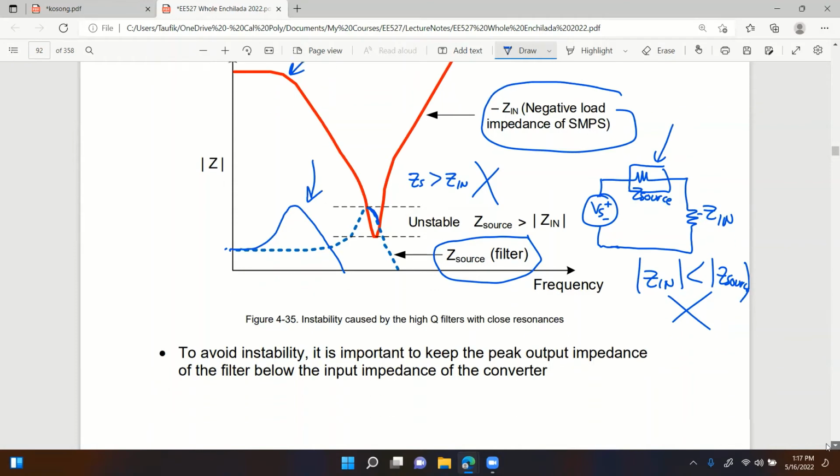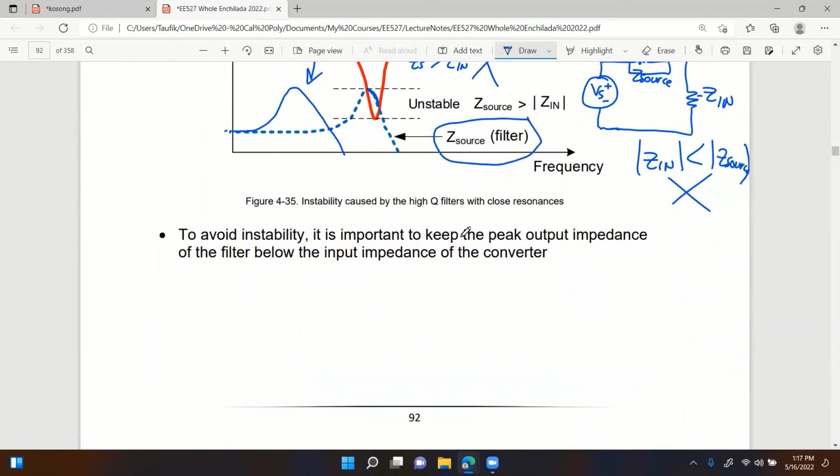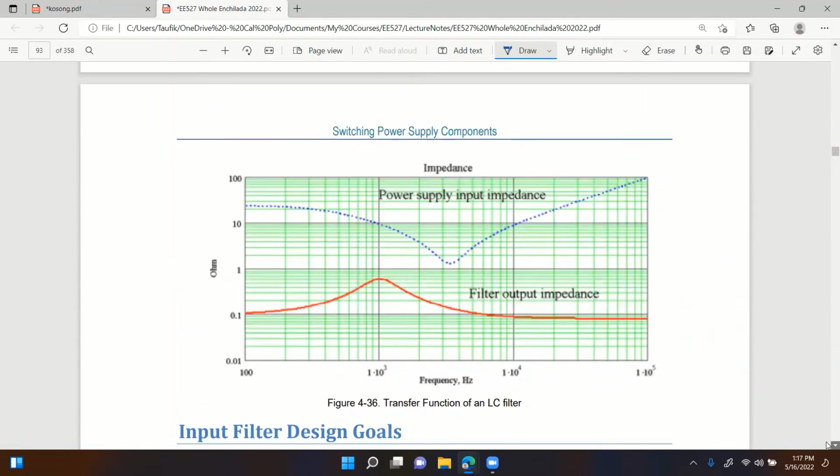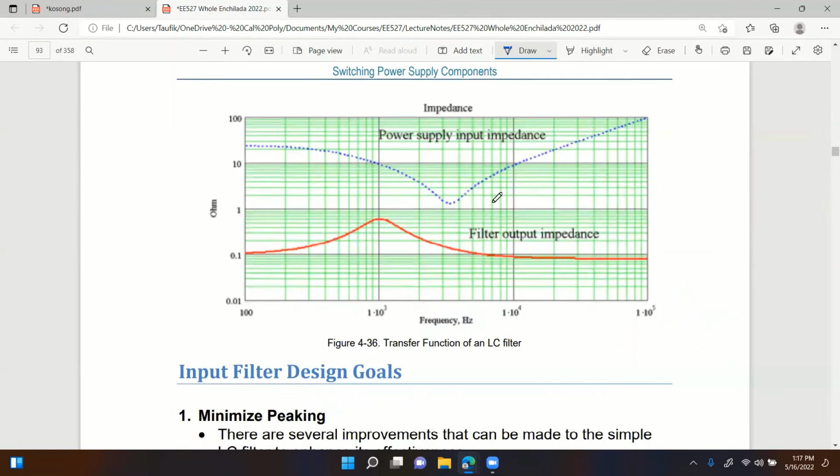So to avoid instability, it is important to keep the peak output impedance of the filter below the input impedance of the converter, right here, such as this, right? So this is fine, right? What's not fine is if you design a filter that does that, and that's not fine. Then you have instability, right?